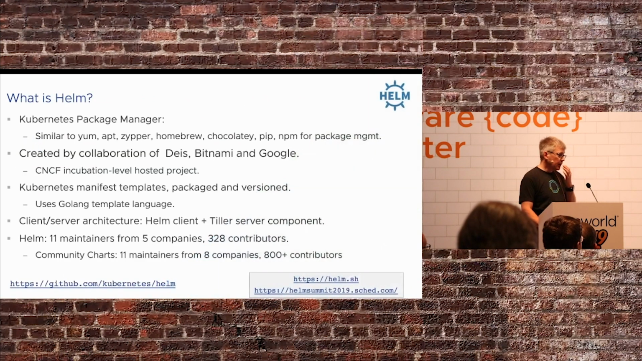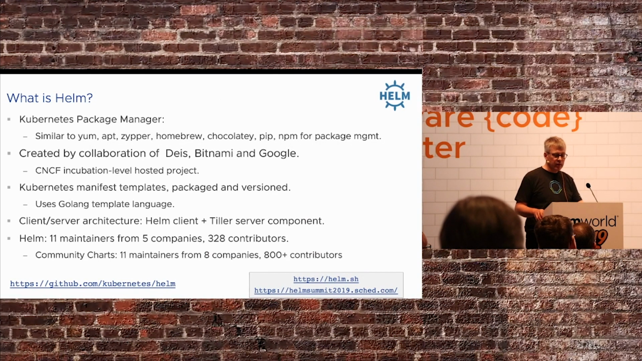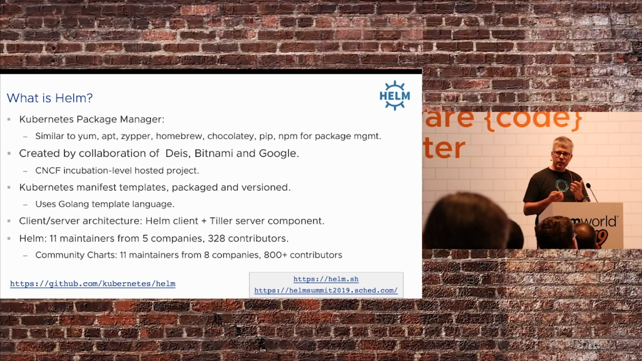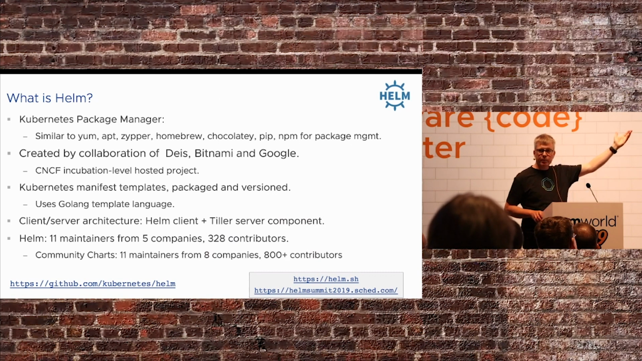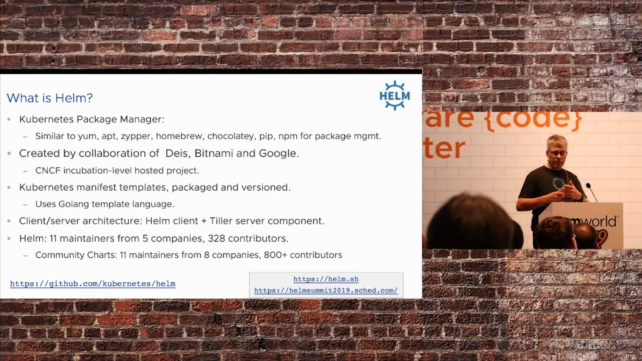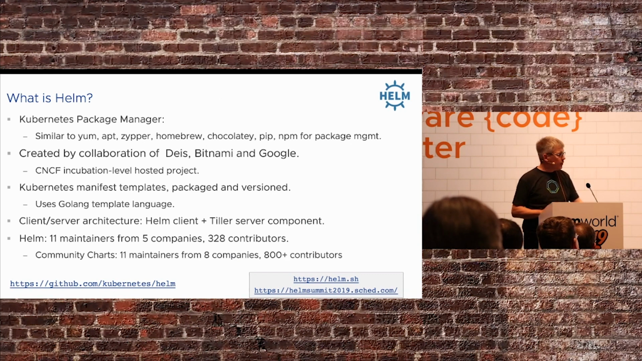With Helm, it's basically a templated version of that. It's a package manager for Kubernetes. If you know Linux, you probably know Yum or apt or Zypper, or maybe Homebrew or Chocolatey if you use a package manager on your macOS or on your Windows system, or if you install Python packages with pip or npm for Node.js. So it's just a package manager. It has been created by Deis, Bitnami was involved there, and also Google. And the important thing is it's using the Go template language.